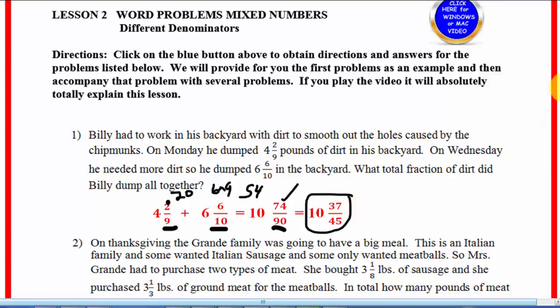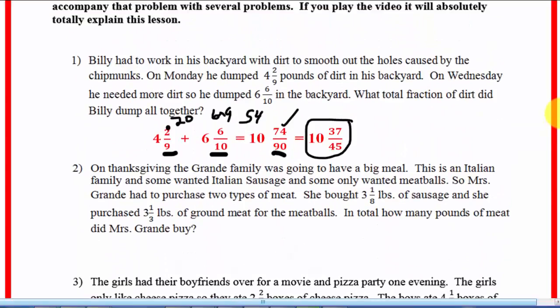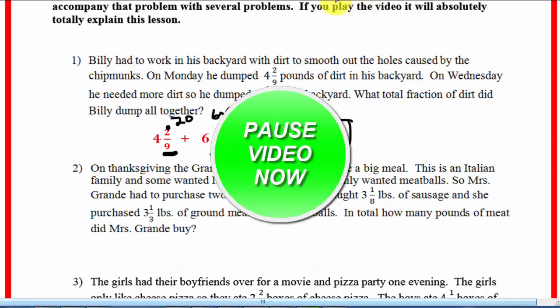Now the rest of your problems, 2, 3, 4, and 5, are pretty similar. The idea here, however, is reading the word problem and deciphering what you have to do. What's going to be good here is you are going to pause the video, and when you're done doing all the problems, continue playing the video, and we will provide you with the answers. If you would, please pause the video now. Thank you.